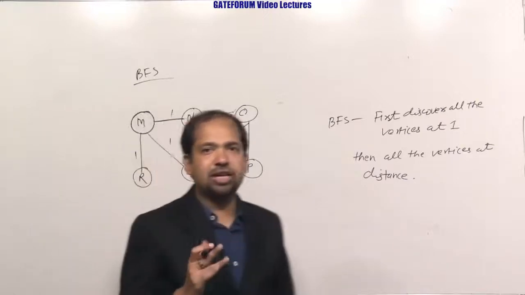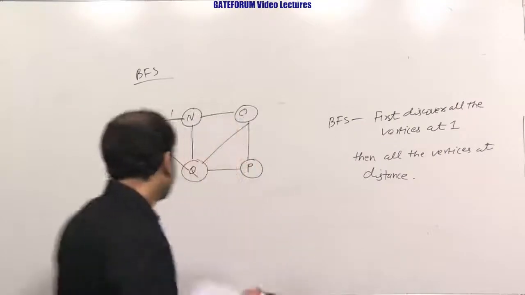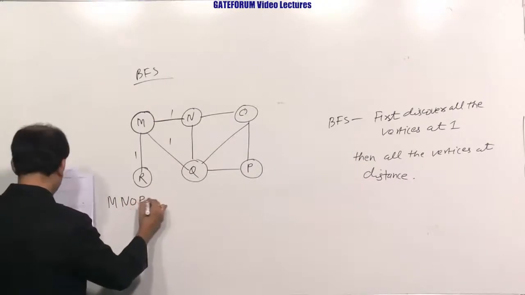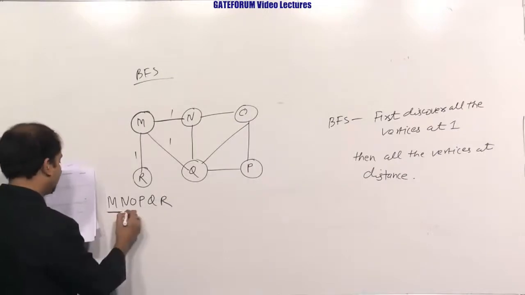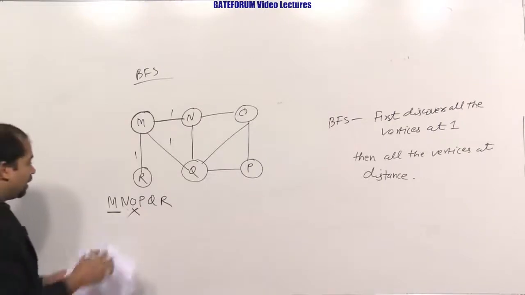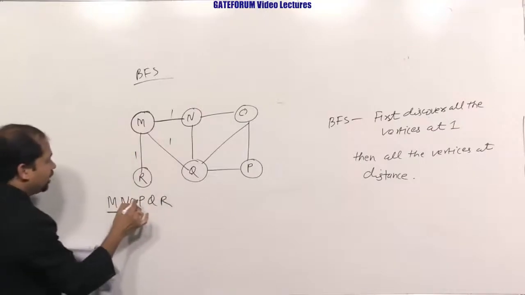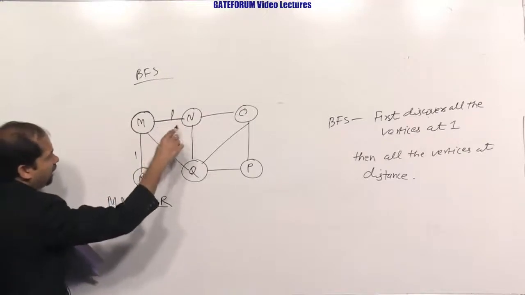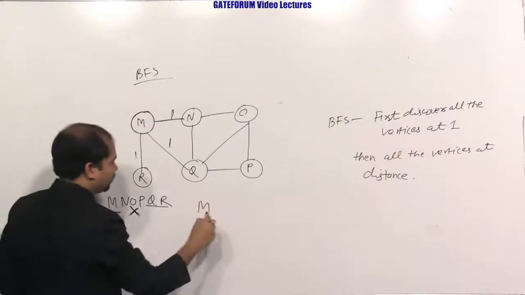So before visiting any vertex of distance K, we cannot visit a vertex of distance K plus 1 from the source. So if you see, the first option is M, N, O, P, Q, R. So M is the source, so from M, N is at distance 1, O is at distance 2. See, this is wrong, because from M, N, Q, R can be visited, then only we can visit O, because from M the distance of N is 1, of Q is 1, of R is 1. So after M you can visit in any order.